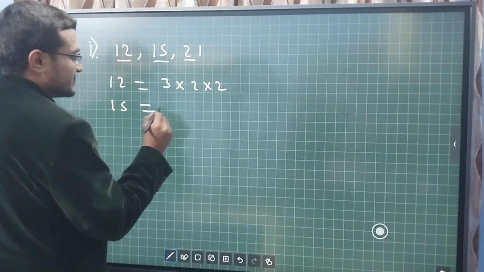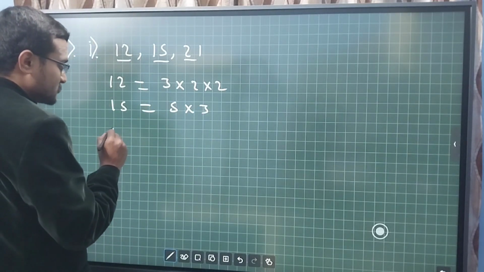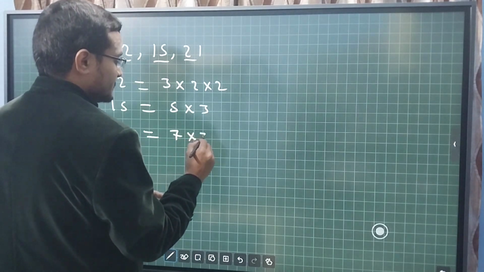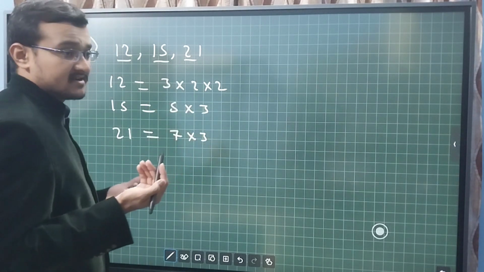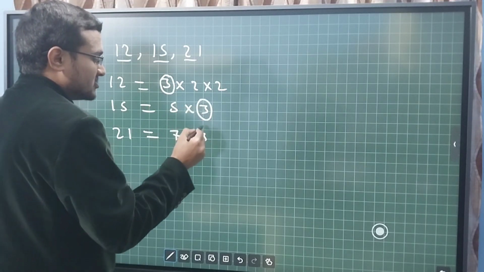Similarly, 15 can be written as 5 into 3. 21 is also there. So 21 is equal to 7 into 3, because 7 3s are 21. Which is the common factor in all these three? So 3 is the common factor in all these three.